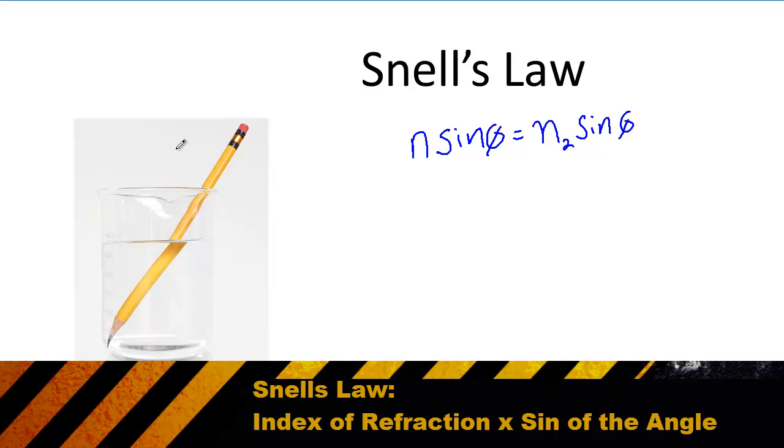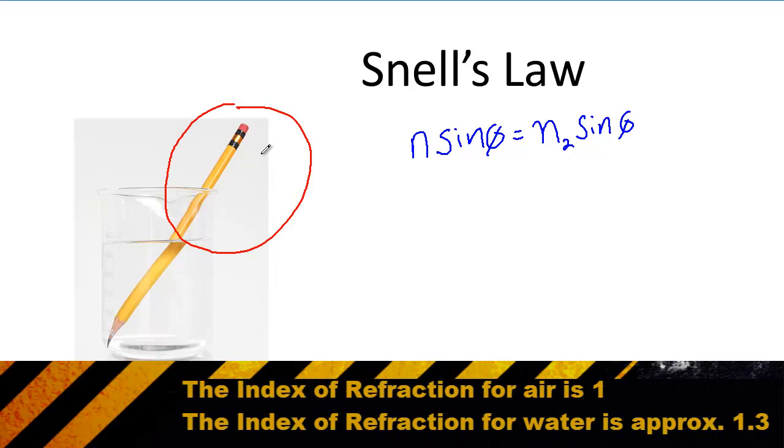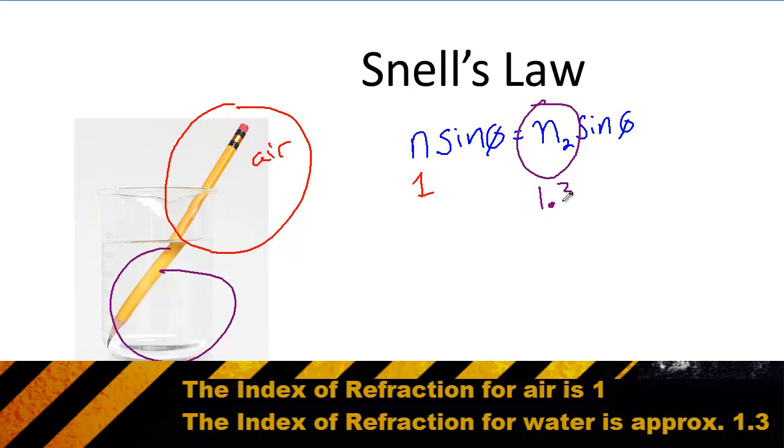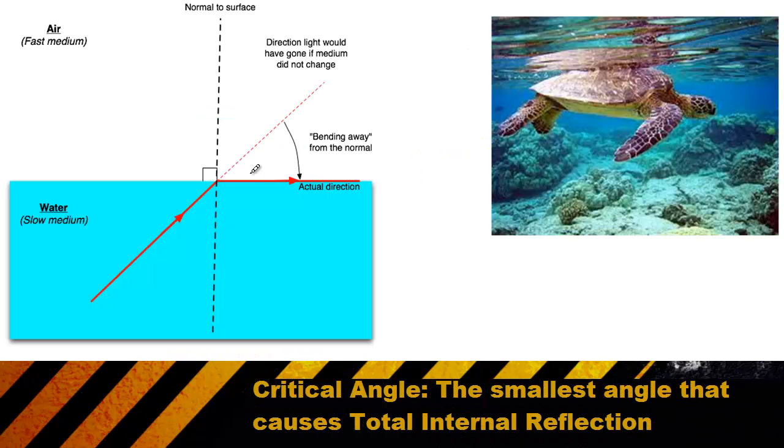In this situation here, the first n would be referring to the index of refraction for the air, which is always 1. The second index of refraction, the second n, will refer to the index of refraction for the glass of water. Incidentally, the index of refraction for water is roughly 1.3, which means that light travels 30% faster in air than it does in water. So we know light can bend as it travels from one medium to another.